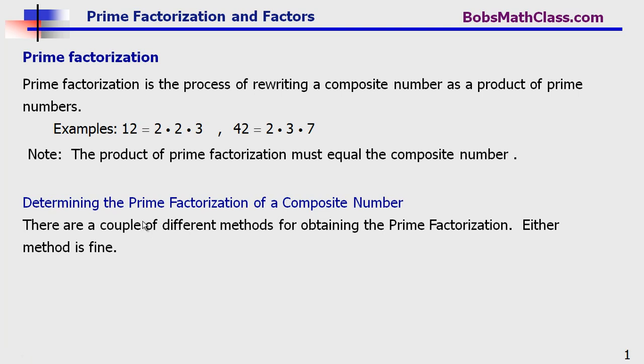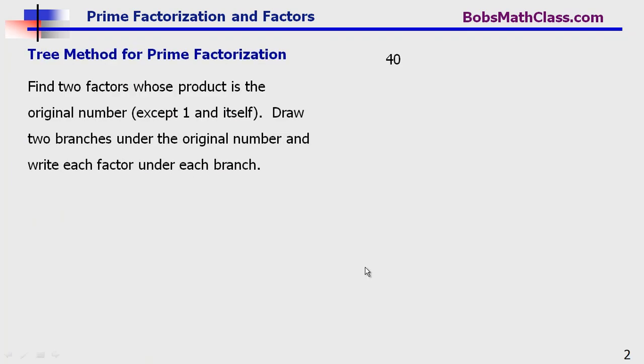Okay, determining the prime factorization of a composite number. So how are we going to get this 2 times 2 times 3? There are a couple of different methods for obtaining the prime factorization, and either method is fine. So I'm going to show you both, and then you could choose which method you prefer. This is called the tree method for prime factorization.